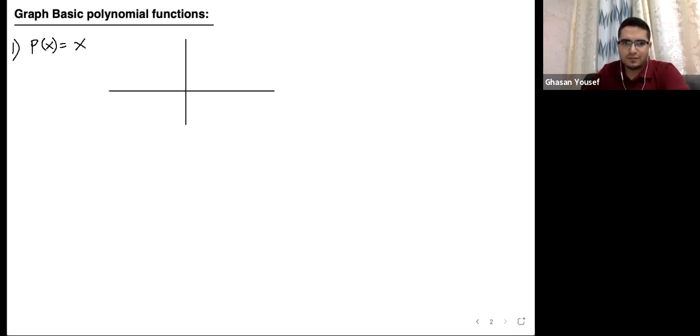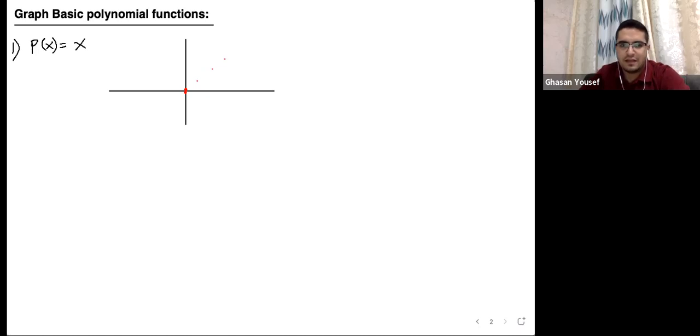At 0, if I plug the 0 inside this function, p of 0 equals 0. So the point should be here. At 1, p of 1 equals 1, it will be here. At 2, it gives 2. At 3, 3. 4, 4. It's a linear function, so the graph of this should be like a line.